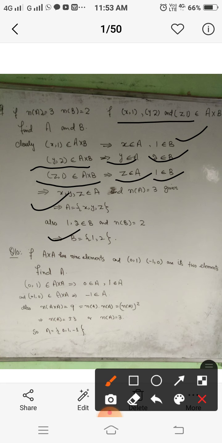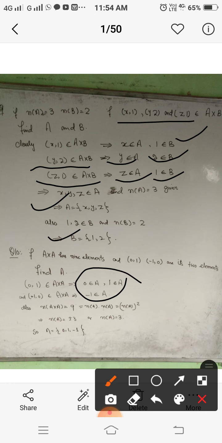Now the 10th one is, if A cross A has 9 elements, this means that it is given n(A cross A) is 9. And (0, 1) and (-1, 0) are two elements of this A cross A. We have to simply find set A. Here (0, 1) belongs to A cross A implies that the first element 0 belongs to A and 1 belongs to A, because 1 is the second element, which belongs to the second A. Hence we can say that 0 and 1 belong to A. Also (-1, 0) belongs to A cross A. This means that -1 belongs to A and 0 belongs to A. So the 3 distinct elements which belong to A are 1, -1 and 0.